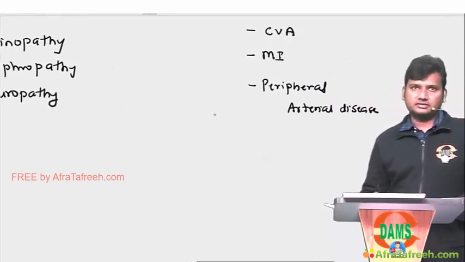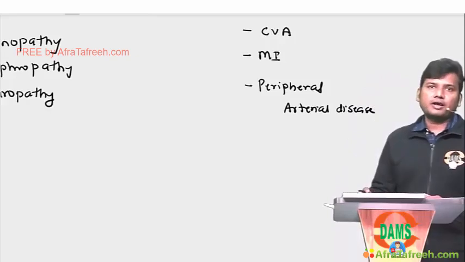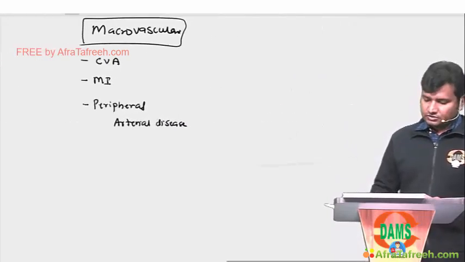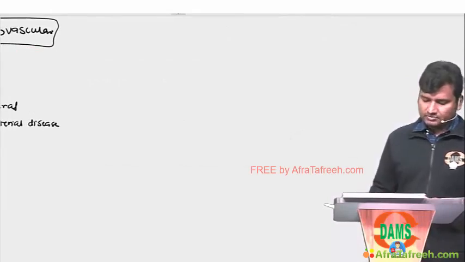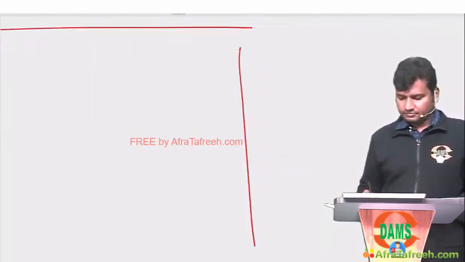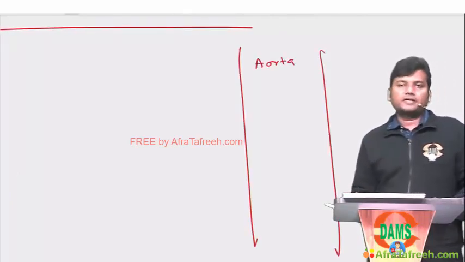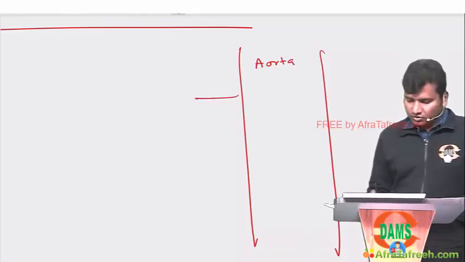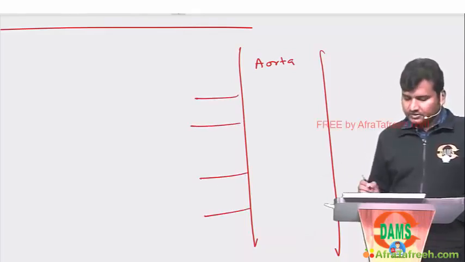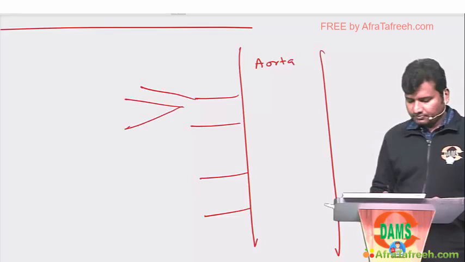Peripheral arterial disease. Okay. Now we will understand the mechanism of microvascular and macrovascular complications. So now to understand this, draw a very simple figure. Suppose this is aorta. And this aorta is giving a lot of blood. Aorta is giving a lot of branches. These branches are traveling from proximal to distal.